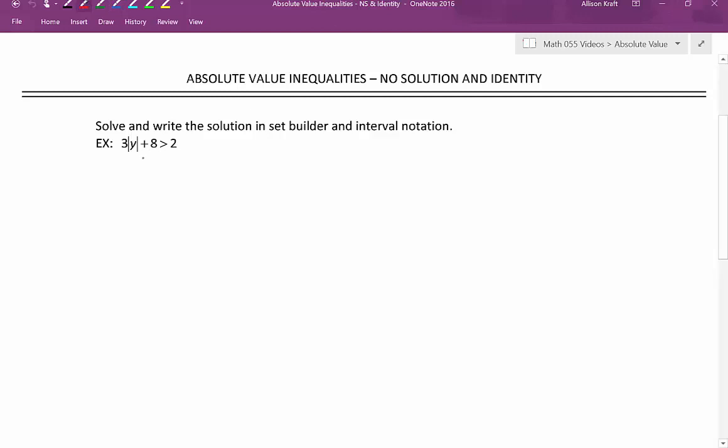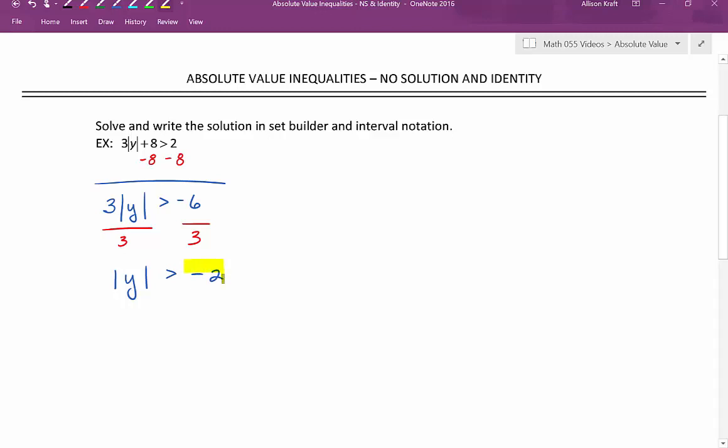I'm going to start by subtracting 8 from both sides. This gives us 3 times the absolute value of y is strictly greater than -6. Next, we'll divide both sides of our inequality by 3. We get the absolute value of y is strictly greater than -2.